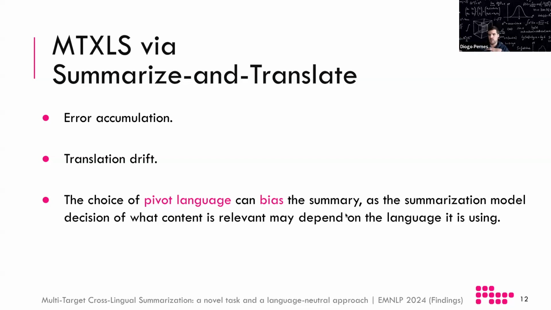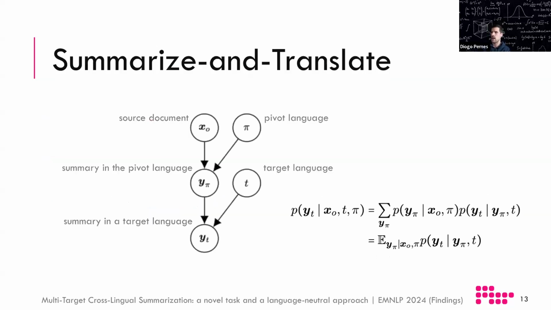So the model might have biases that make it select this or that information depending on the language that it's using, which might make sense in some contexts, but not make any sense in others. And in our case, we don't want this to happen because we want our summaries to have the same information and to be neutral regarding the languages. So this choice of the pivot language can also bias the content of the summary.